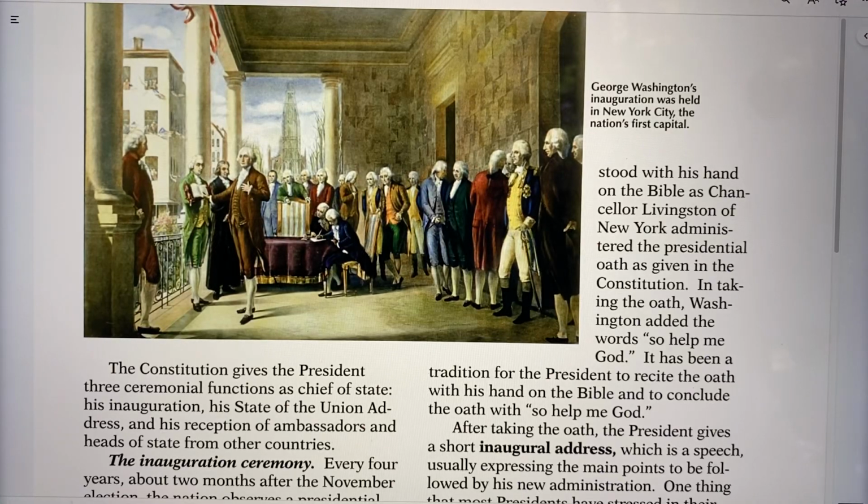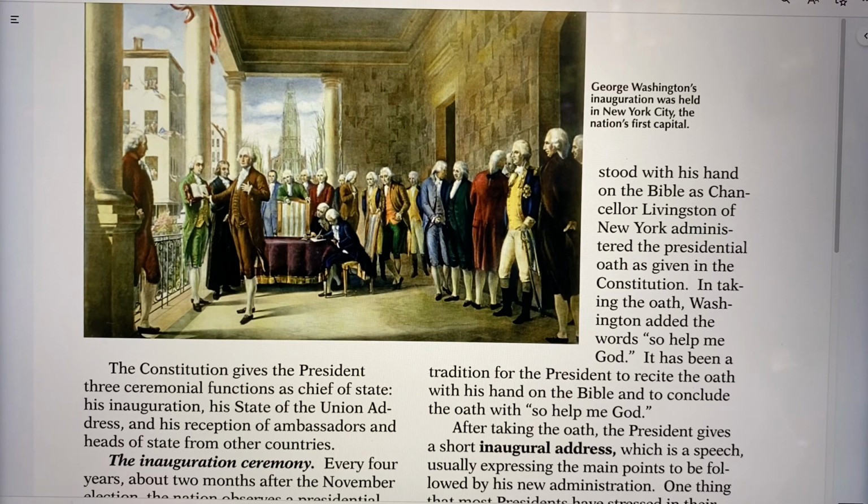So going on, there are actually 3 different areas here that they're going to talk about, in the United States, how our president has these ceremonial functions as chief of state.